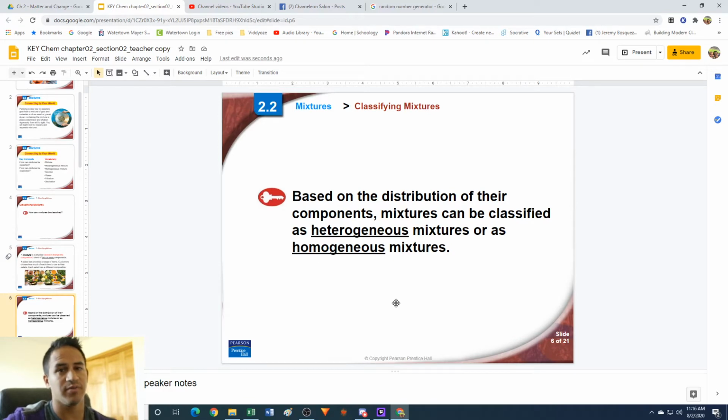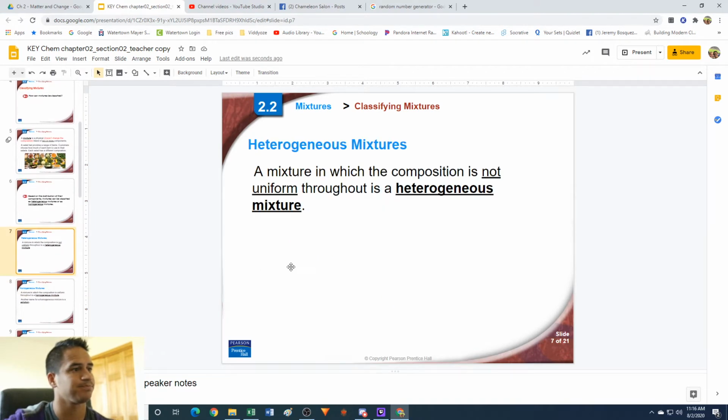Based on how the mixture is comprised, there's two ways for us to distinguish them, okay? First way is a heterogeneous mixture. We'll talk about in a second what that means. And then the second one is a homogeneous mixture, okay? The words hetero and homo can give you an idea of what each one of these mixtures is like, but we'll go into the definition for each of these here right now, okay?